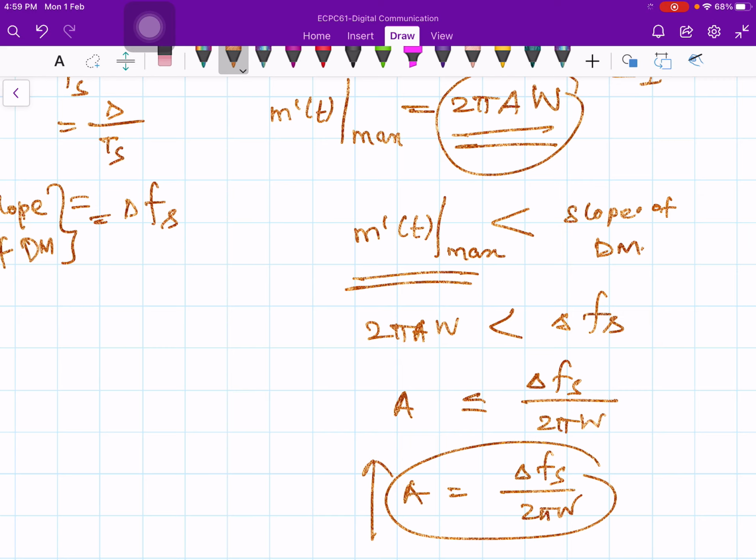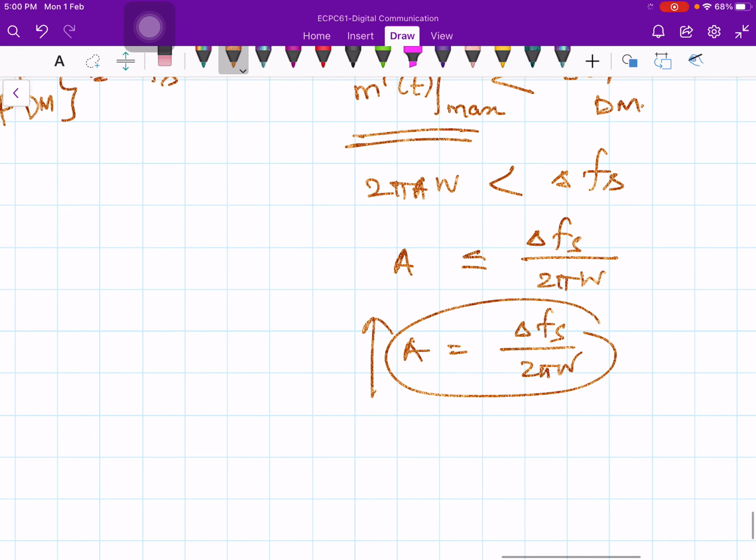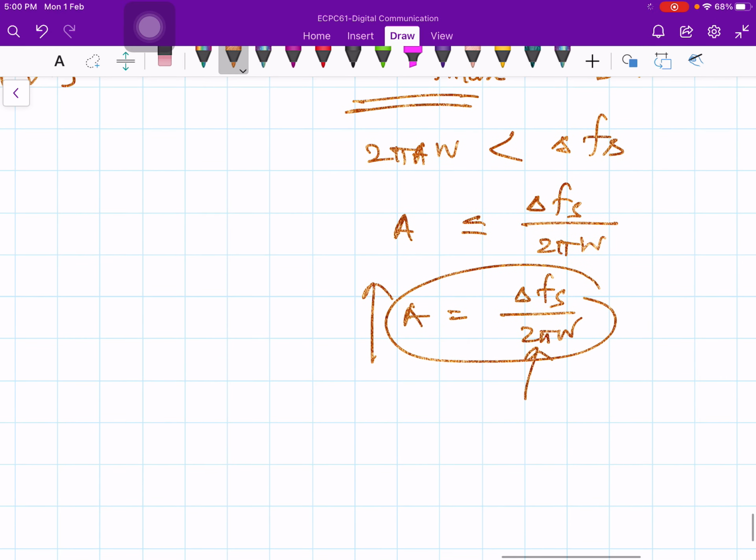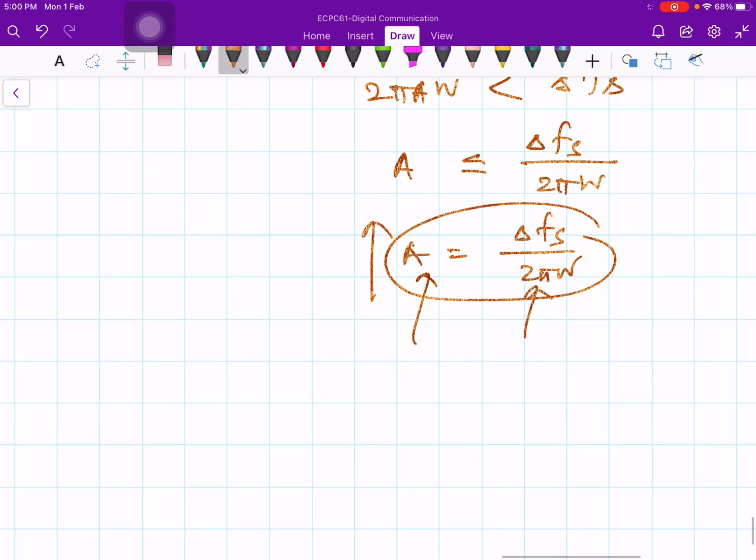So let's look at the maximum possible value that you can have for A. If you take this maximum value, then you can maximize the SNR. The larger the value of A, the larger the SNR I get. Okay, but there is a limit on the maximum value of A. You cannot indefinitely increase the value of A. Yes or no?